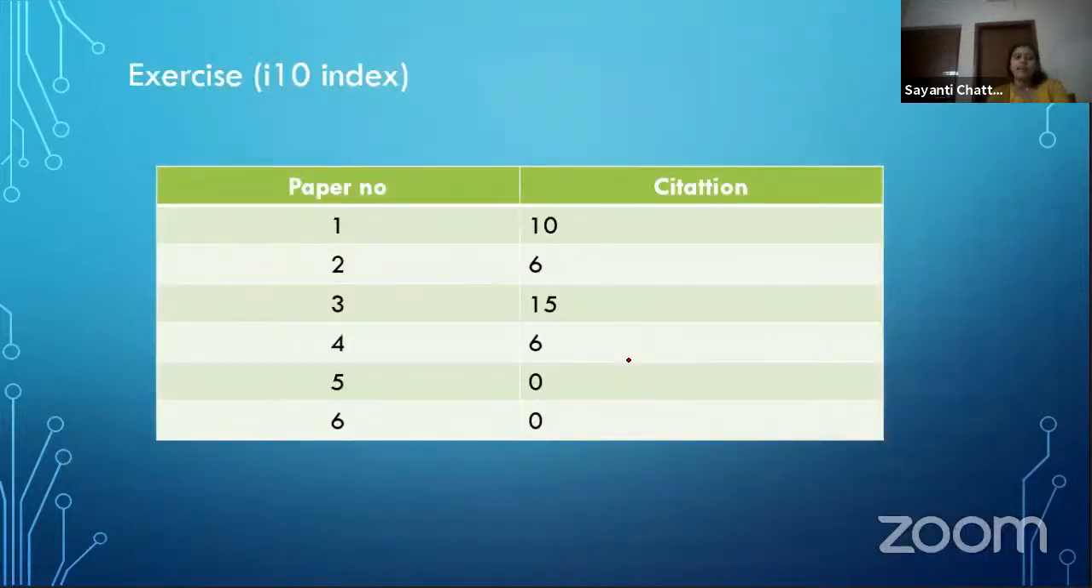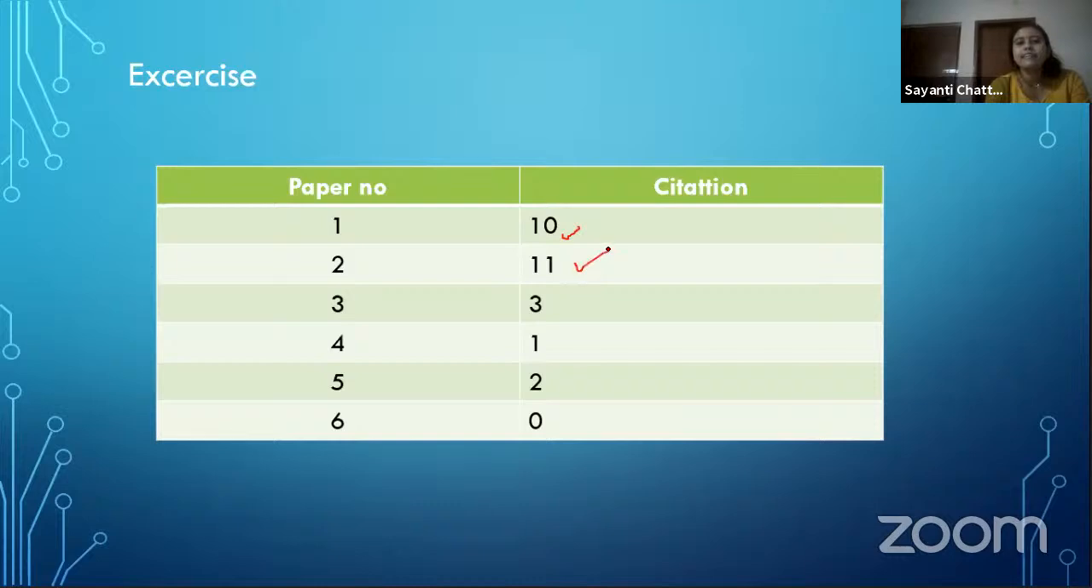Let's do one exercise. We have to calculate, say one person has 6 journals, the first citation is 10, the next citation is 11, the next citations are 3, 1, 2, 0. So he has more citations. What will be his H index? Anyone, you can write it in the chat box also. What will be the H index of that person? You can write it in the chat box also.